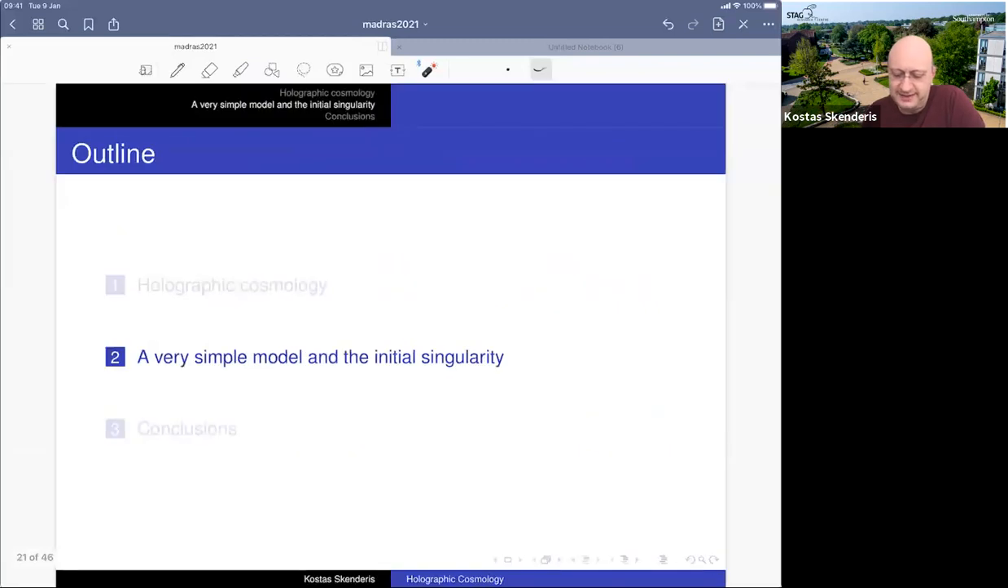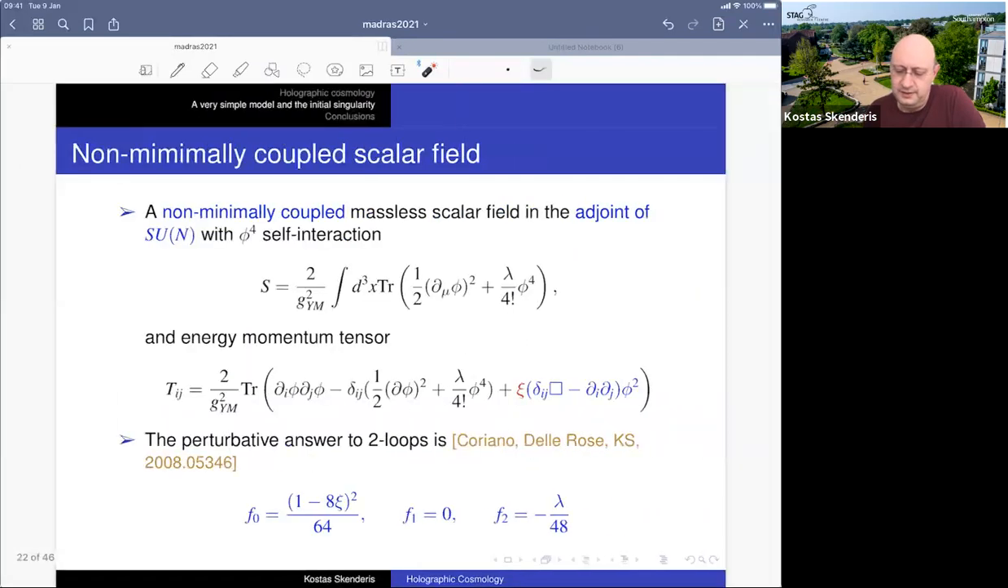So next we're going to move to a very simple model and discuss how to resolve the initial singularity. I will introduce the model and give you the idea about this solution of the initial singularity, and then hopefully I will conclude. So the model is to just throw away the gauge fields altogether and just have a single scalar field. This is the action, a single scalar field in the adjoint of SU(N). There is one dimensionful parameter, which I will continue to call g Yang-Mills, even though there's no Yang-Mills in this theory, just a scalar.